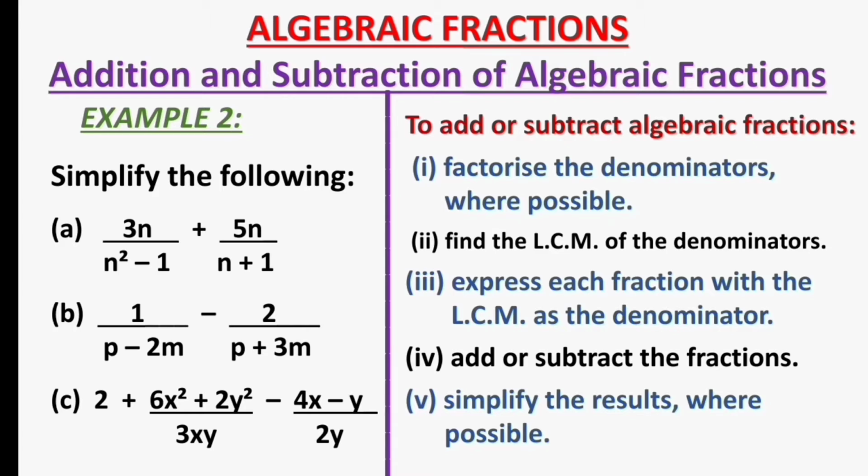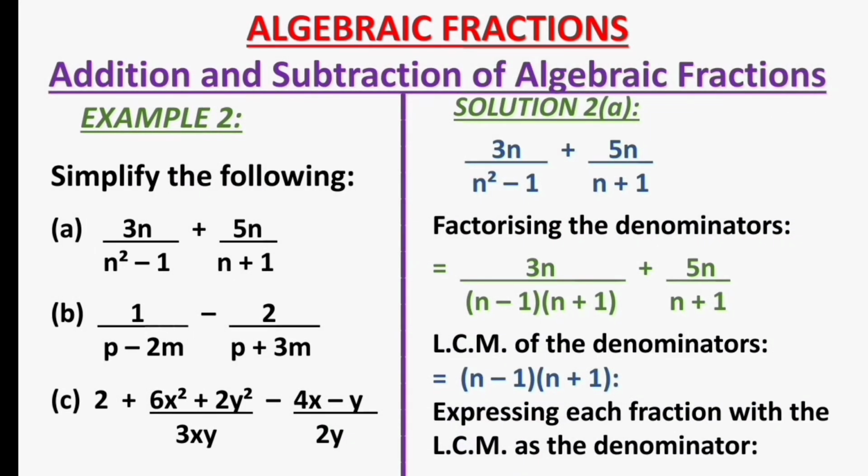Next, let's see the solution to example 2a. In example 2a, we are adding the algebraic fractions 3n divided by n squared minus 1 plus 5n divided by n plus 1. Factorizing the denominators, we have 3n divided by n minus 1 into n plus 1, representing the difference of two squares, plus 5n divided by n plus 1. The lowest common multiple of the denominators is n minus 1 into n plus 1.